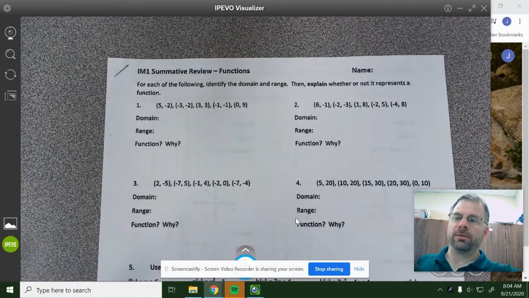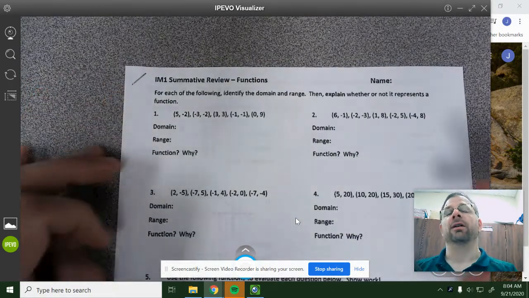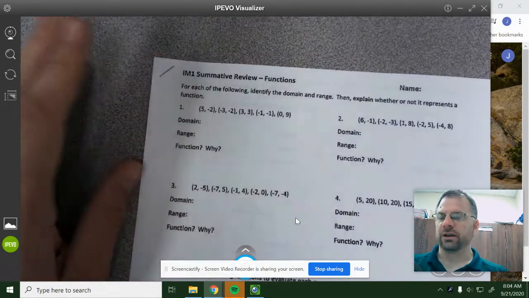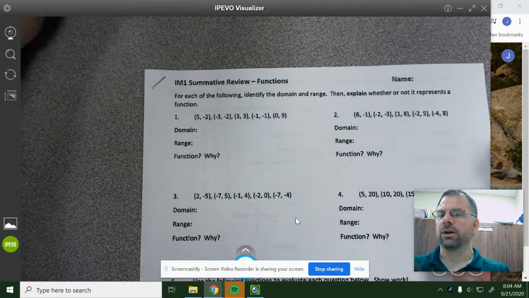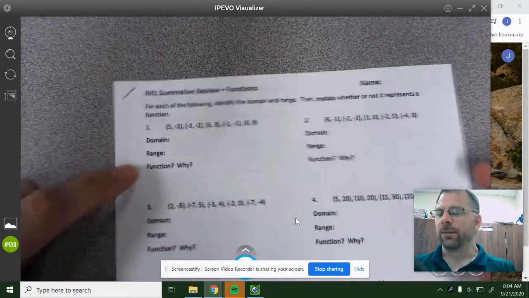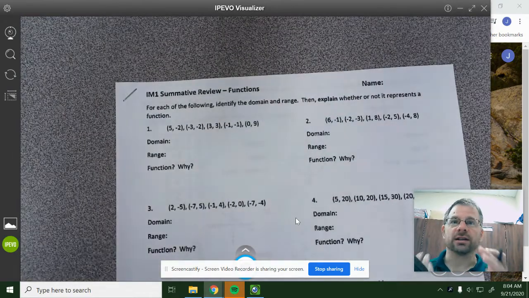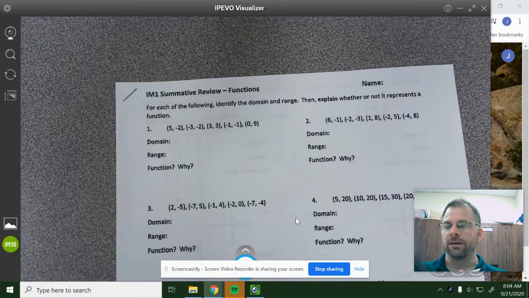We're going to work a little bit here on going over the answers to your summative review on functions. So hopefully this is really helpful for you to make sure that you understand. When we have a list of points, domain is always just a set of possible x values. Range is just the set of possible y values. What is in that group?